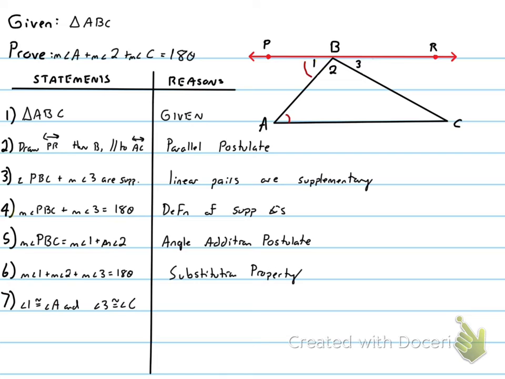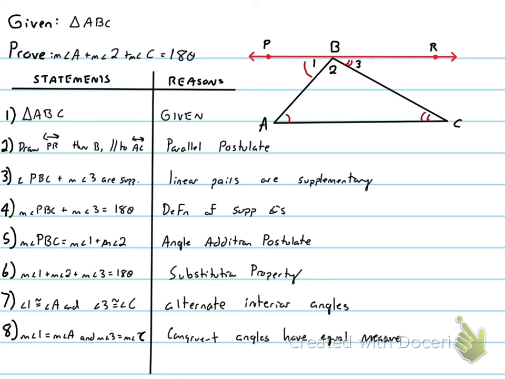Moving on to line 7, working with those parallel lines, I could say that angle 1 is congruent to angle A, and angle 3 is congruent to angle C, because these are alternate interior angles. So, because of that, I could say that the measure of angle 1 is equal to the measure of angle A, and the measure of angle 3 is equal to the measure of angle C, because congruent angles we can assume have equal measure.